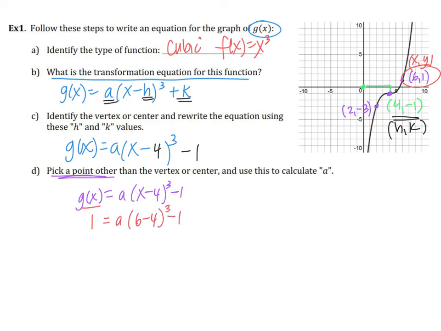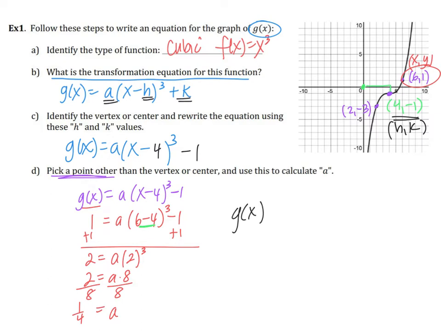Order of operations says I'm going to add 1. I move that over, because I'm trying to isolate my a, so I add my 1 first. Then in the same step, I subtract 6 minus 4, which is 2. I get 2 cubed, and 2 to the third power is 8. So I divide by 8, and a is equal to 1/4. My final step is to put it all together. My a value is 1/4.